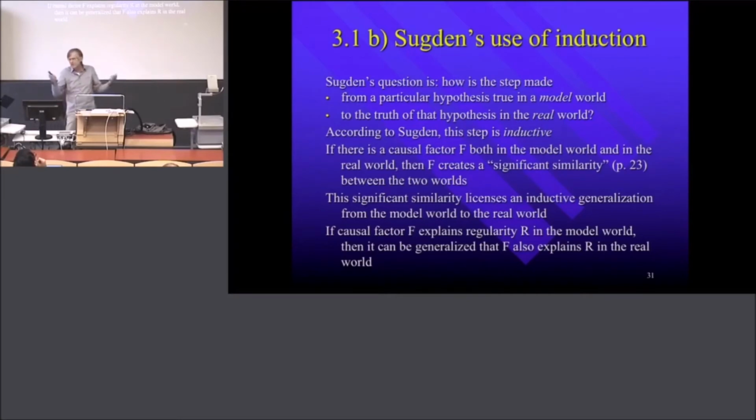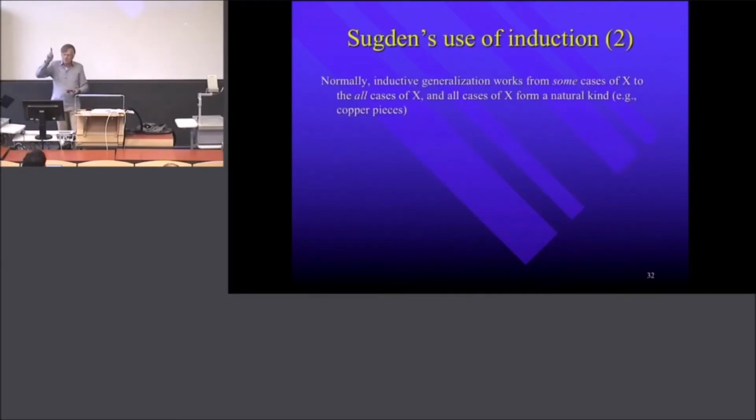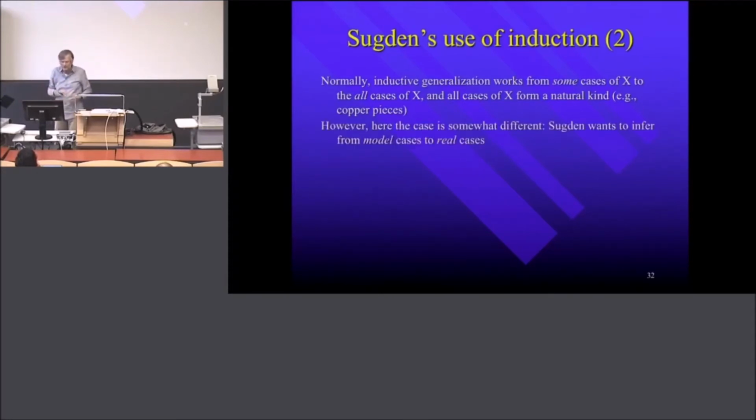So it seems to be a perfect inductive inference. All right? It seems to be, all right? Now, normally inductive generalizations work from some cases of X to all cases of X, and all cases of X form a natural kind, copper pieces, right? That's the normal case of induction. And this one is a little different.